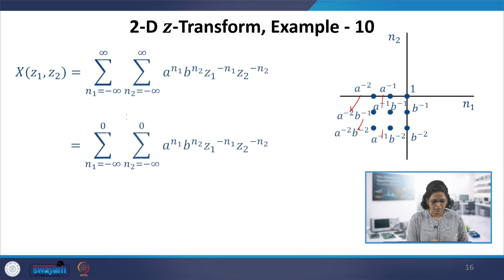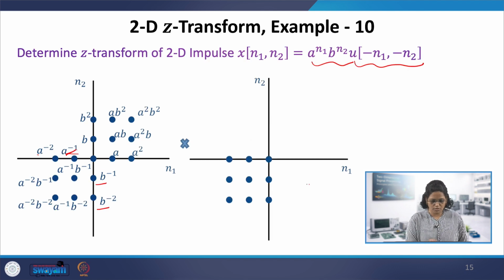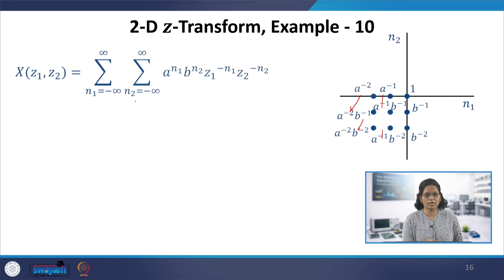So n1 varies from minus infinity to 0, and n2 from minus infinity to 0. The summation can be limited only after drawing the sequence. If you have multiple sequences, it is better to plot them first and get the resultant sequence plotted, and then we can decide the summations, because the Z transform summation spreads from minus infinity to plus infinity for all n1 and n2 values, and this restriction comes from the signal existence.